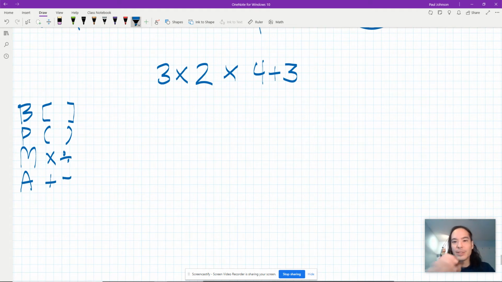So how can I do 4 plus 3 first? Because they're telling me that I need to multiply 3 times 2 times 4 plus 3. If I use the order of operations right now, there's no brackets, there's no parentheses, so I would just do 3 times 2 equals 6, and then I would multiply 6 times 4 to get 24, and all of a sudden I'm realizing I'm not multiplying times 4 plus 3. So I need to think about what's something that will make me do that part of the problem first.